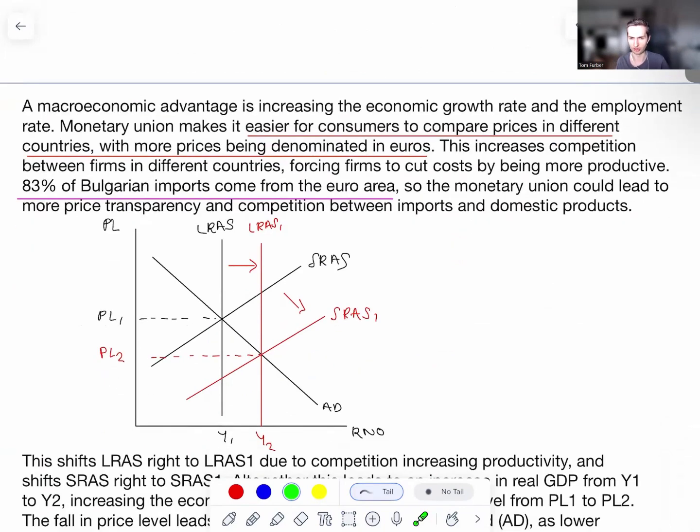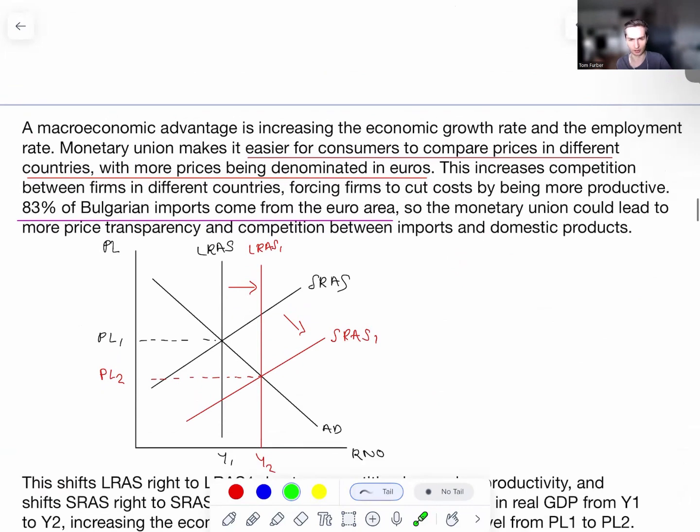The macro advantage is increasing the economic growth rate and the employment rate. So why might monetary union increase the employment rate or growth rate? Well, first of all, let's explain part of the explanation in words. Monetary union makes it easier for consumers to compare prices in different countries, with more prices being denominated in euros.